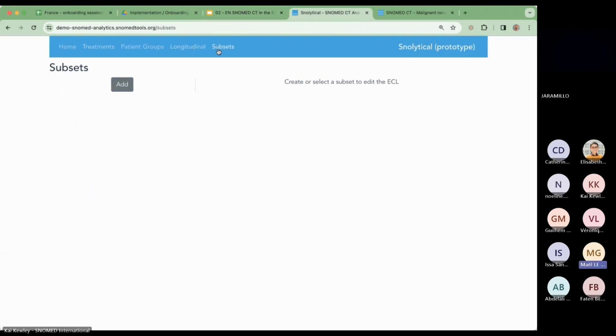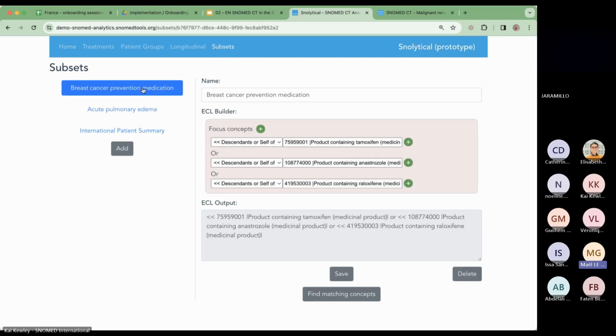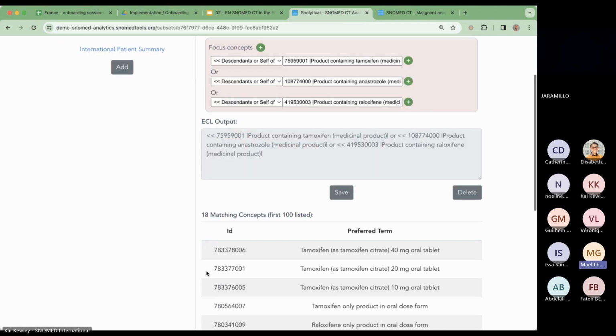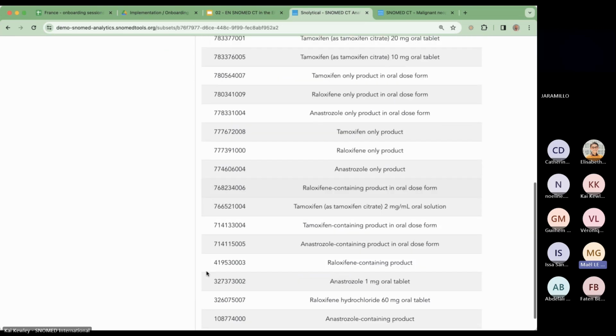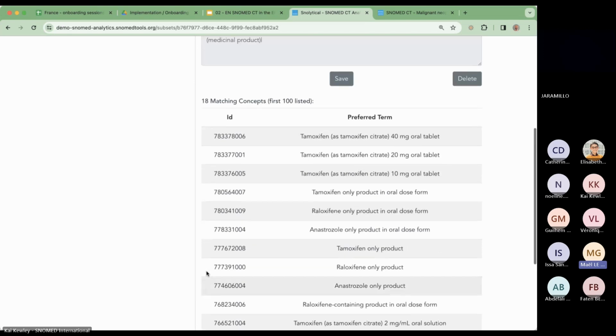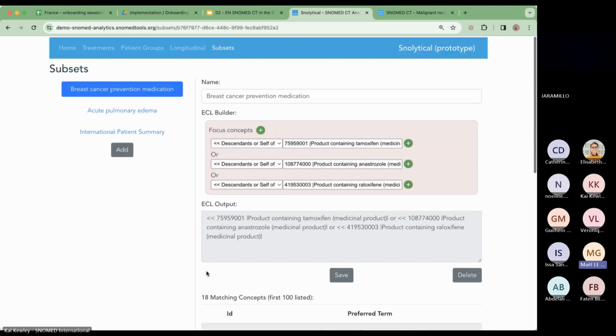I'm going to start in the subset area. So we've built a subset for the breast cancer prevention medicine. So this includes all the descendants of the products containing tamoxifen, and there may be many drugs containing tamoxifen. And we've got two other drugs here. So we can run this query, and we find in the international edition, there's 18 matching drugs. In a national extension of SNOMED, it's likely that there'll be many more branded products. They would all get selected automatically using this query.